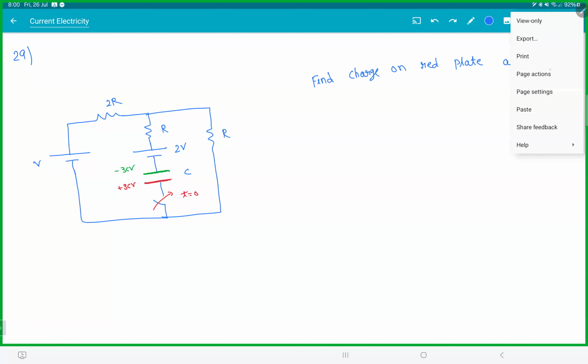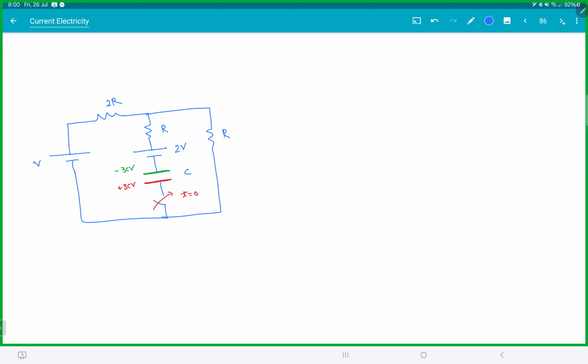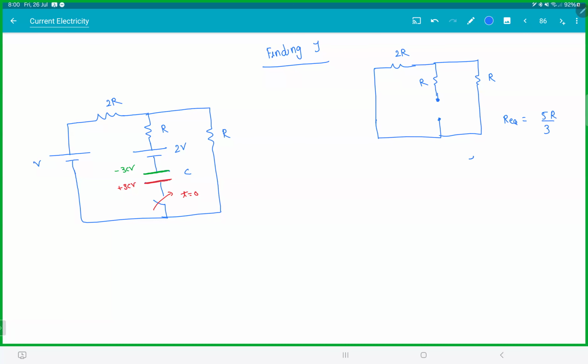Let's see. First, let's find the time constant. Replace all the batteries with wire. The capacitor will be here. This is not difficult. This is 2R, R, and R. So R equivalent is 2R by 3, 5R by 3. I gave the same numbers, but okay. That's 5RC by 3. At t infinity, this is how your circuit would look.